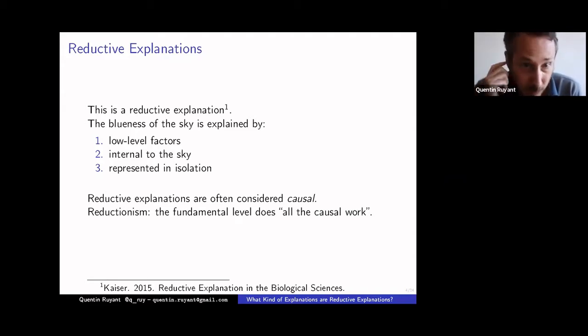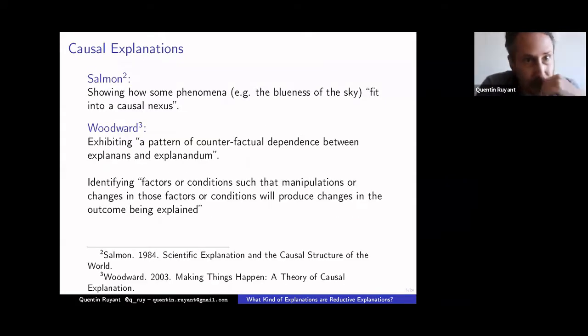Reductive explanations are often considered causal, and you have the reductionist idea that eventually the fundamental level does all the causal work. This is an ontological claim. In this talk, I will be more interested in epistemological questions. What I want to know is if reductive explanations of this kind are really causal. The notion of a causal explanation was introduced by Wesley Salmon.